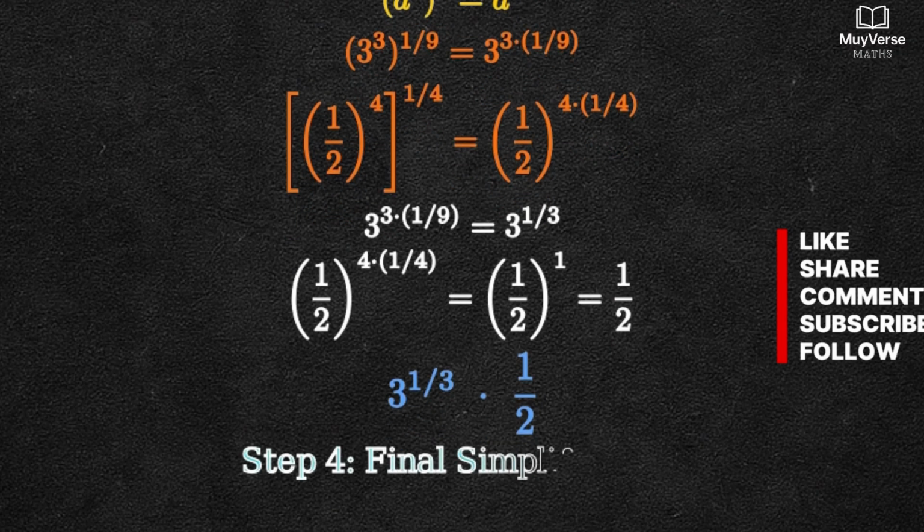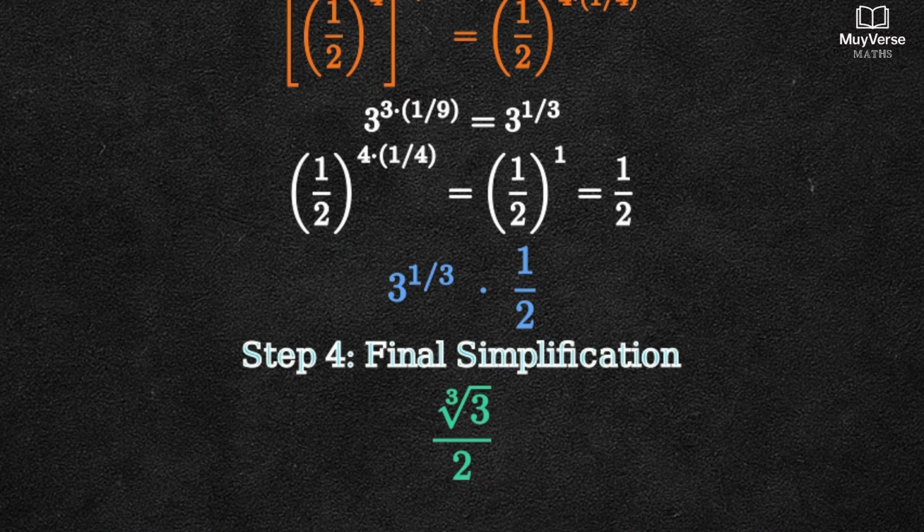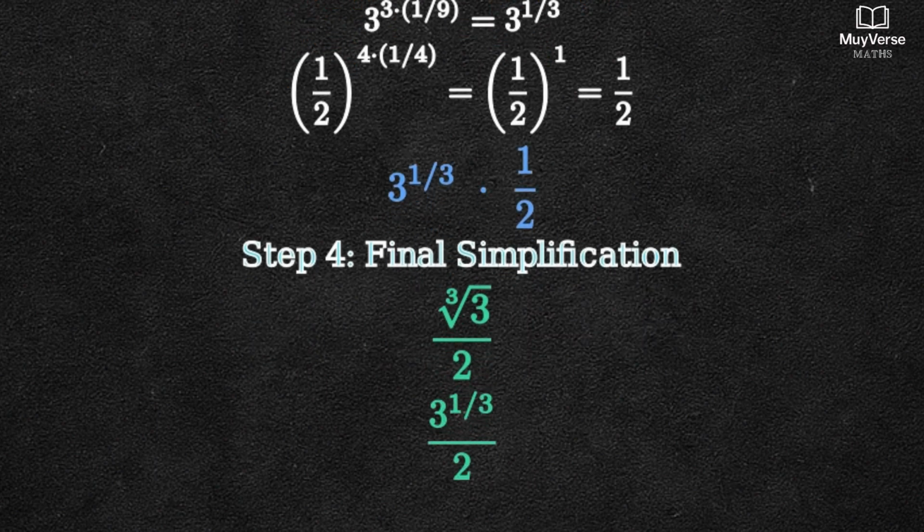Step 4. Multiply the results. 3 to the 1/3 times 1/2 is the cube root of 3 over 2. You can write this as 3 to the 1/3 over 2 or as the cube root of 3 over 2. Both forms are equivalent. Final answer highlighted.